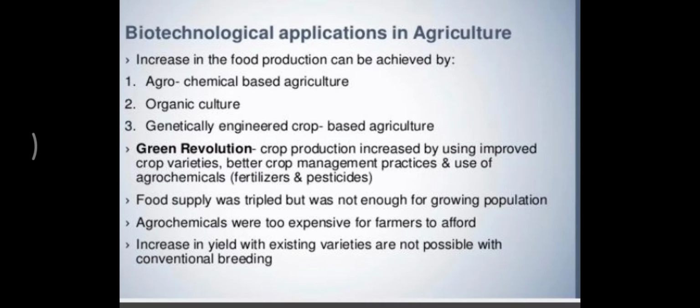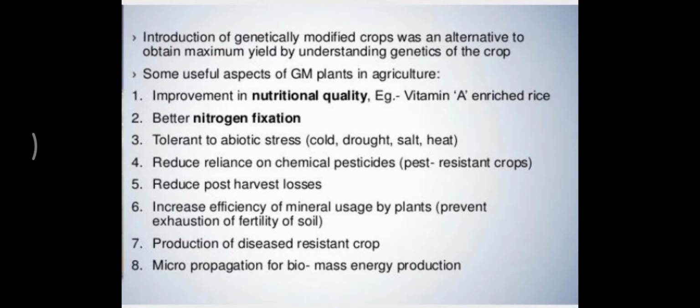So, the other way by which the agriculture products can be increased was introduction of genetically modified crops, and these genetically modified crops were basically cultured by understanding the genetics of the crop. The contribution that these crops have given in the field of agriculture is listed below. Now, first is the vitamin A enriched rice, which is also called golden rice. Here, the nutritional quality of the rice is increased by adding vitamin A to it.